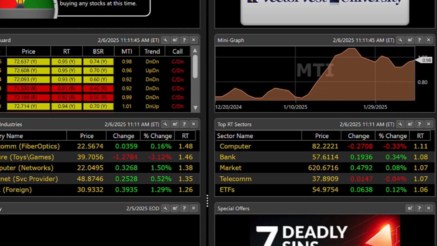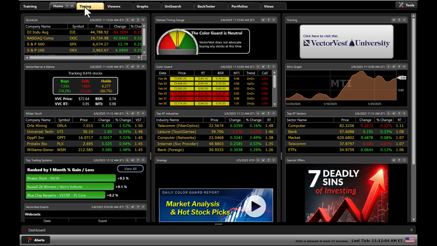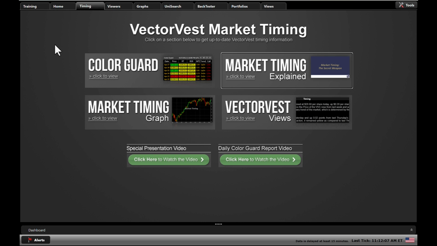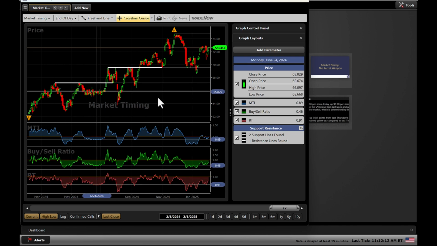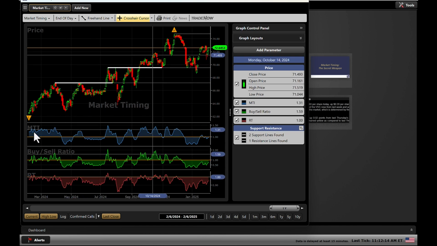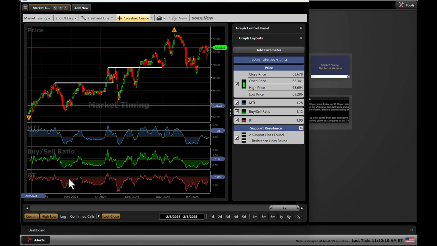The other panels in this dashboard I don't use as much, but they can be helpful. We can look at different industries or sectors, a graph of market performance over time, as well as which VectorVest trading systems built into the platform are performing the best right now. If you want to dive into market timing a little bit more, you can pull over to this timing tab and pull up the market timing graph. This plots the overall market price action, as well as those market timing indicators, buy-sell ratios and relative timing.